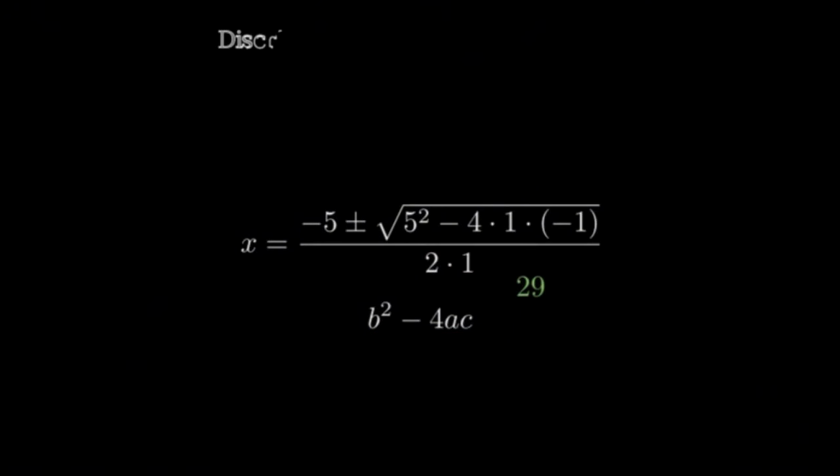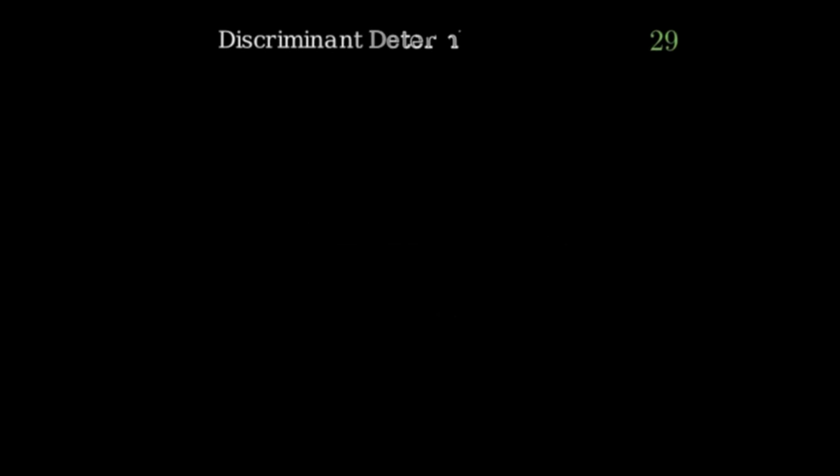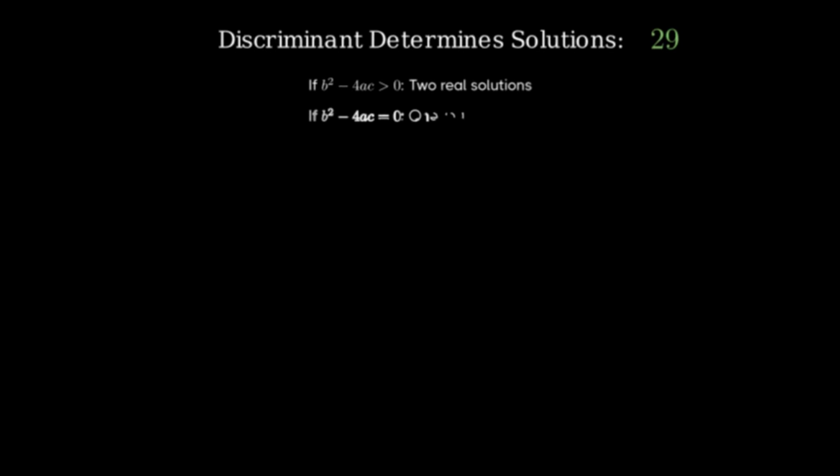The discriminant is a powerful tool because it instantly tells us how many real solutions our quadratic equation has without having to solve the entire equation. There are three possible scenarios for the discriminant. If b squared minus 4ac is positive, the quadratic equation has two different real solutions. If the discriminant equals 0, we get exactly one real solution, which is a repeated root. And if the discriminant is negative, there are no real solutions at all, only complex ones.